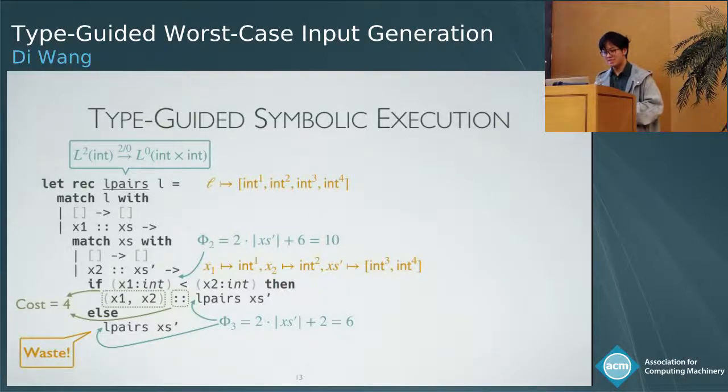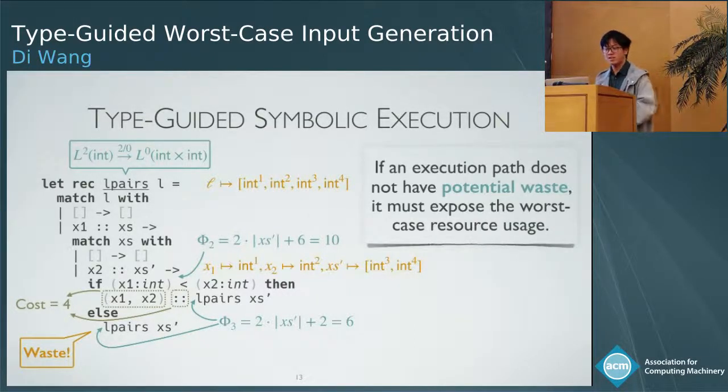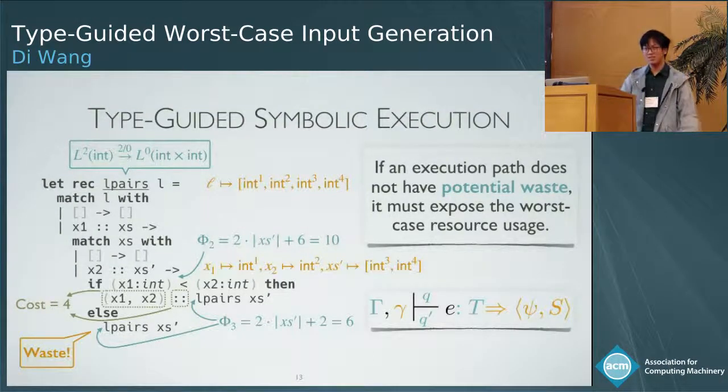So our idea is that if an execution path does not have any potential waste, it must expose the worst case resource usage. So formally, in our system, we combine the typing judgment and a symbolic execution judgment. The blue ones are the typing judgment, and the orange ones are the symbolic execution.